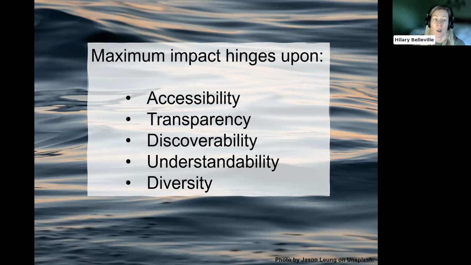If research is written in overly technical language or presented in ways that only experts can interpret, its potential impact is limited. So understandable research broadens who can use the knowledge, supports informed decision making, and it helps ensure that important results are applied in meaningful ways.